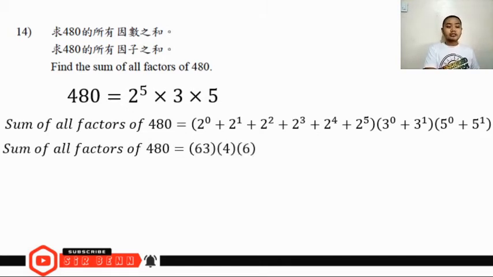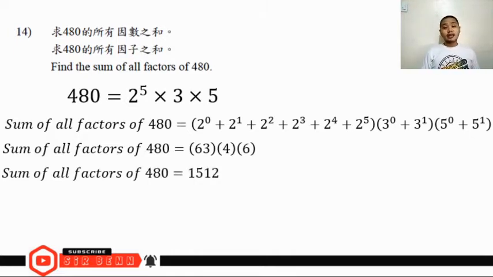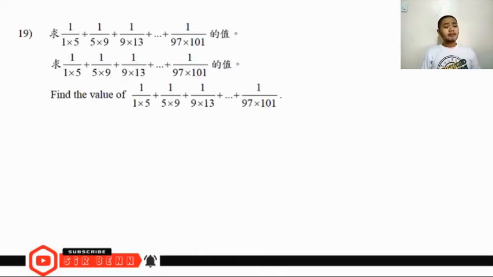And then this one, 3 raised to 0 plus 3 raised to 1, that is 4. And then 5 raised to 0 plus 5 raised to 1, that will be 6. So multiplying those three numbers, 63 times 4 times 6, we will get 1,512.